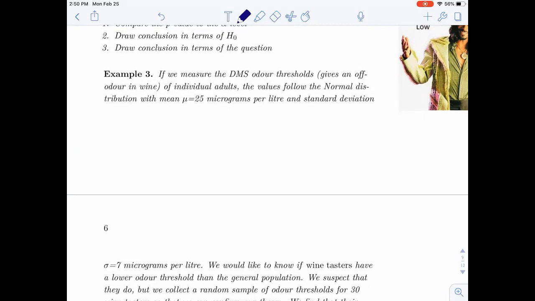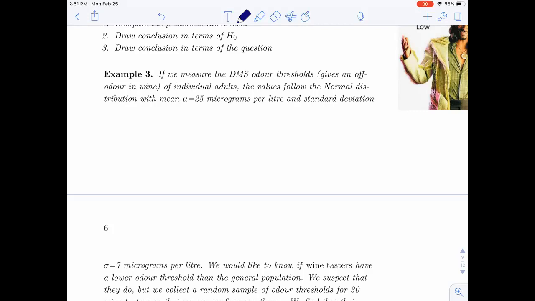So if we measure the DMS odor thresholds, DMS gives off odors in wine. You can see how that could be a big deal. I'm assuming it's always present. It's just a matter of, can you keep your odor down as much as possible? And so we all, as individuals, have odor thresholds, right? There's going to be some concentration where I can't smell it, and then at some concentration I've reached my threshold, and I'm going to start to smell this kind of off odor in this wine. So we all have some odor threshold.